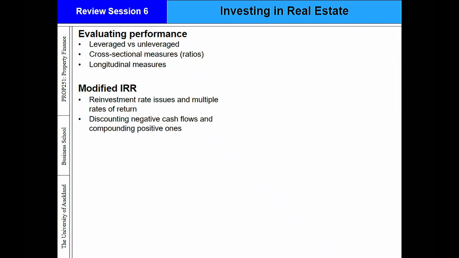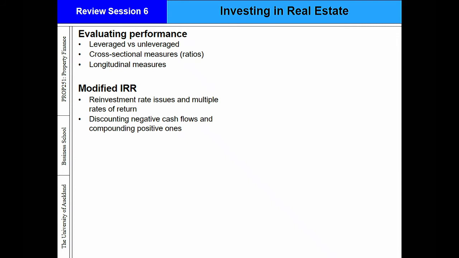And also, IRR can produce multiple rates of return if the sign of cash flows changes more than once. Typically, we want to have just one change of sign. So you've invested in property, that's one negative cash flow, which hopefully is followed by a bunch of positive cash flows that your property generates. So that is one change of sign. And that is no problem with IRR, it will just produce a single rate of return.